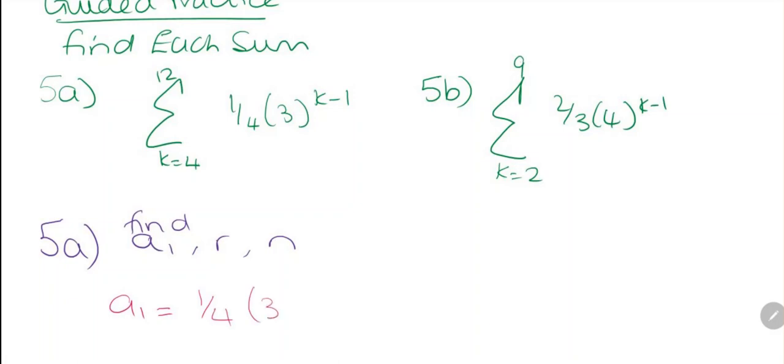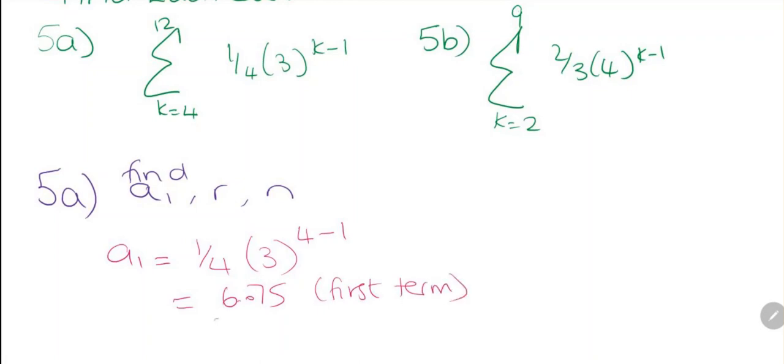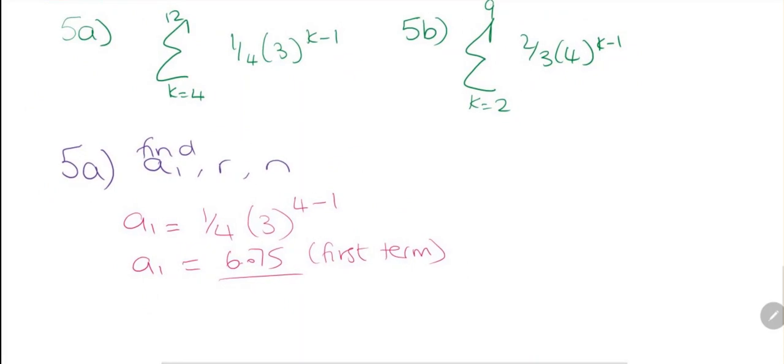So a quarter times 3, and if k is 4, we're going to put 4 minus 1. We're going to work this out. So this will be 6.75. So this is our first term. So a1 is equal to 6.75.